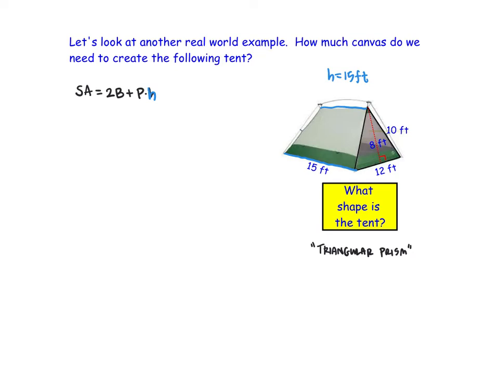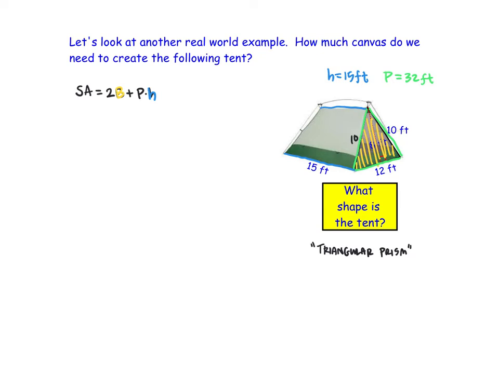So what I want to do here is find the area of this triangle right here. That's going to be B. And then I want to find the perimeter of that triangle, and that's going to be P. So clearly you can see P here is going to be this 10, this 12, and then this length here. I'm going to assume that the tent makers made this symmetrical, so I'm going to assume that's 10 as well. So let's put a 10 there. So our perimeter would be 10 plus 10 plus 12, which will be 32.